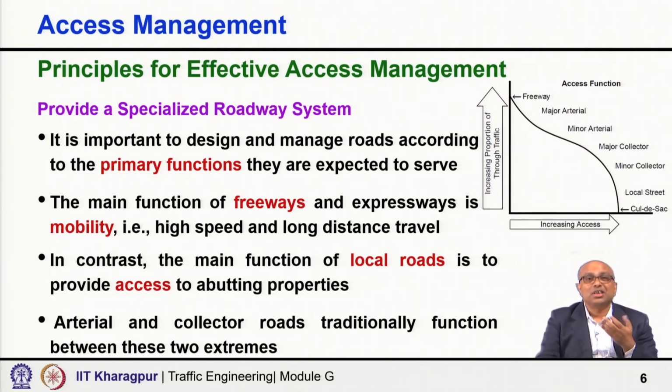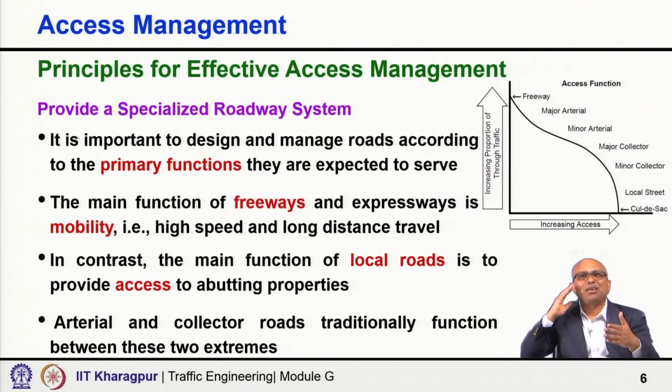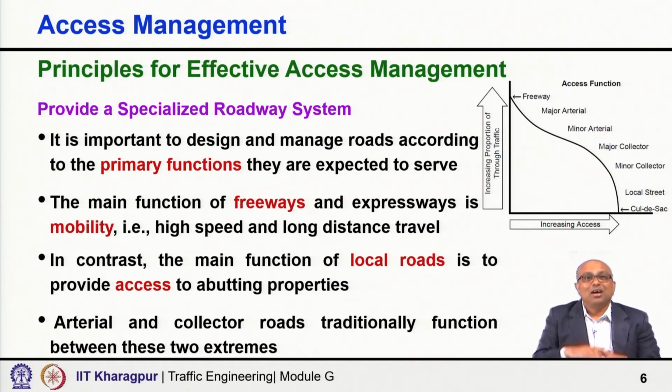In contrast, the main focus of local road is to provide access to abutting properties only. It is not expected to serve long distance trips and high mobility. That is not the requirement. And arterial and collector traditionally will be in between. To some extent it has to care for the access part, and also look at the requirement of the mobility.